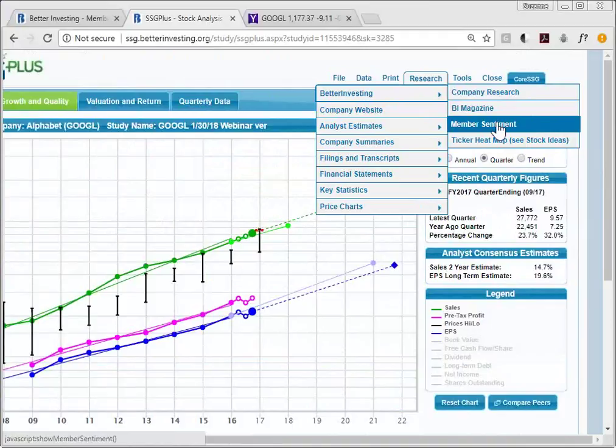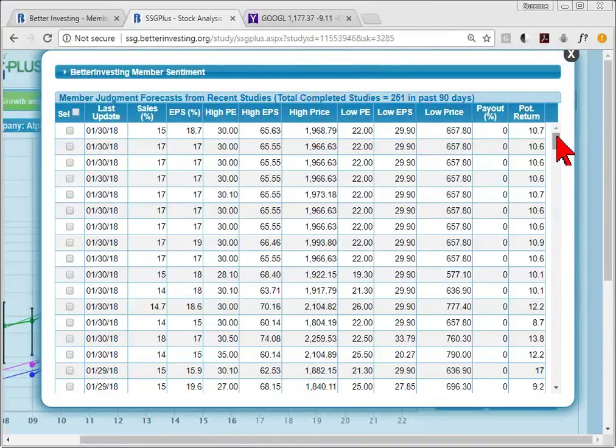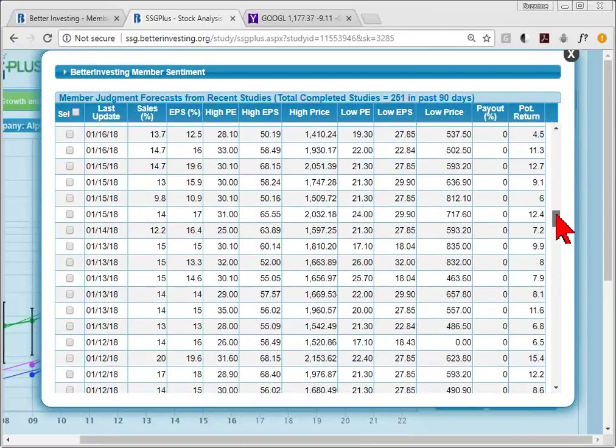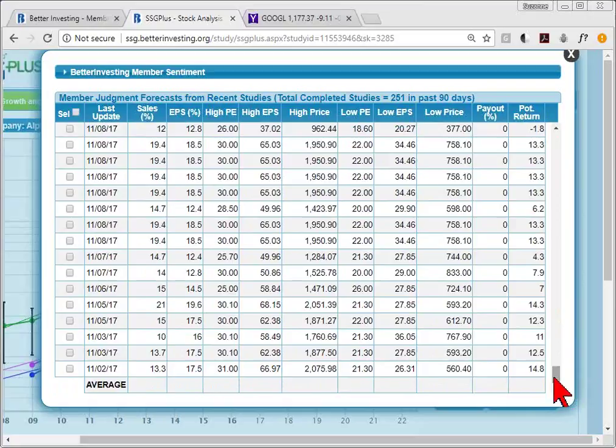Member sentiment, let me kind of hit that really quickly, where a member sentiment listing is all of the people that have done a study on this company in the last 90 days. So 251 people, 251 studies have been completed on Google. And you can see what their projections are anonymously. You don't know who they are. I can select every study by clicking this checkbox up at the very top of the column and see an average. So this may be a reference point when you are doing your own projections as a double check.